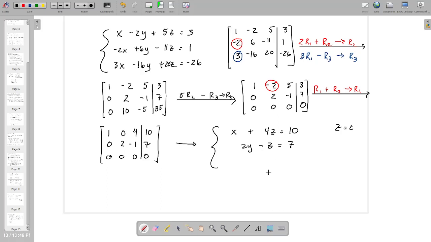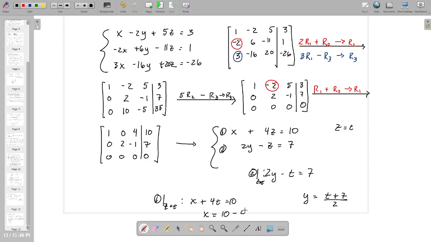So if I let z be t, then I have 2y minus t is equal to 7. And then I just add my t over and divide by 2. So y is going to equal t plus 7 all over 2. This would be equation 2, and we have equation 1. Equation 2 here such that z is equal to t. And then equation 1 such that z is equal to t will give me x plus 4 times t is equal to 10. So x equals 10 minus 4t.